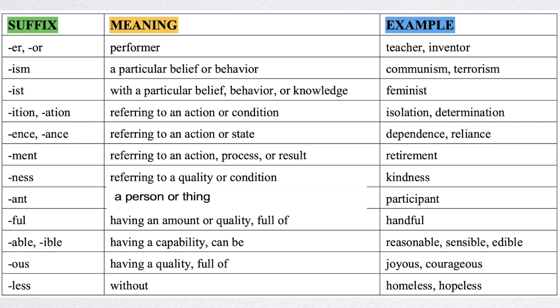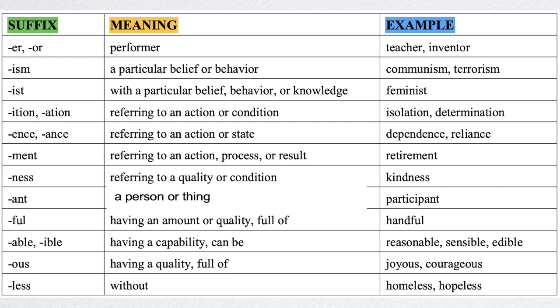Er or or, a person or thing that performs the action. For example, teach, teacher, invent, inventor. Ism, a particular belief or behavior. Communism or terrorism. Ist, a person with a particular belief, behavior, or knowledge. Feminist. Tion, referring to an action or condition, isolation or determination. Ence or ance, referring to an action or state, dependence, reliance. Ment, referring to an action, process, or result, for example, retirement.